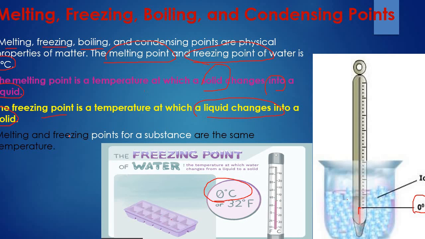So melting and freezing point for a substance are the same temperature. Water starts to freeze at 0 Celsius, and also the solid ice starts to melt into liquid state at 0 Celsius. So the temperatures of melting and freezing point are the same temperature, 0 Celsius.